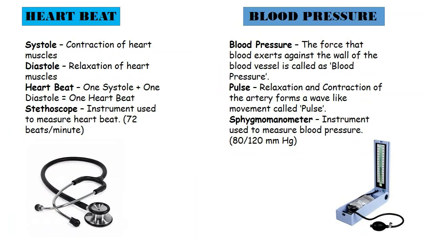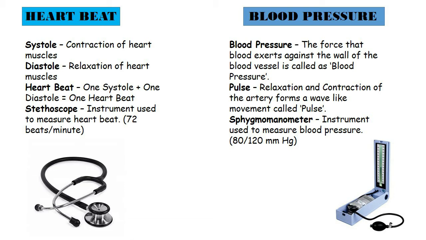What is heartbeat? As explained earlier, heart works on contraction and relaxation process. So the contraction of heart is called as systole and relaxation of heart is called as diastole. One systole and one diastole makes one heartbeat, and our heart beats 72 times in 1 minute. Stethoscope is the instrument which is used to measure the heartbeats.